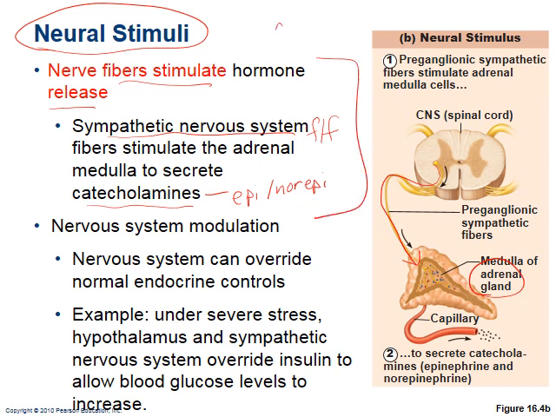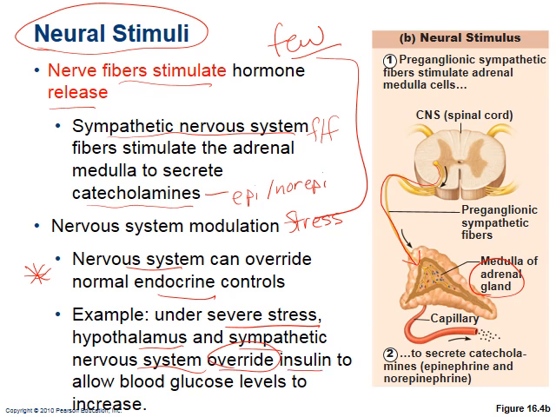So this is few and far between, but it does happen, especially if we're talking about stress. So if you're under a lot of stress, you can have some hormones released by neural activity. And then they come down here and talk about the fact that your nervous system can override your normal endocrine controls. So again, if you're trying to survive something, if you're doing fight or flight, we don't care about trying to preserve a normal. We're trying to elevate everything so that we can escape from the danger. So under severe stress, the hypothalamus and the sympathetic nervous system can override the normal action of hormones.